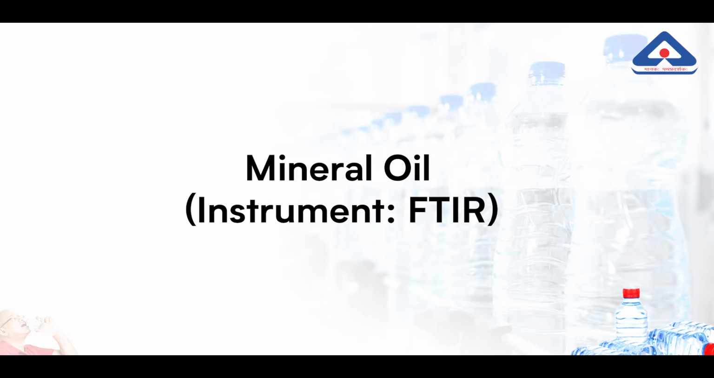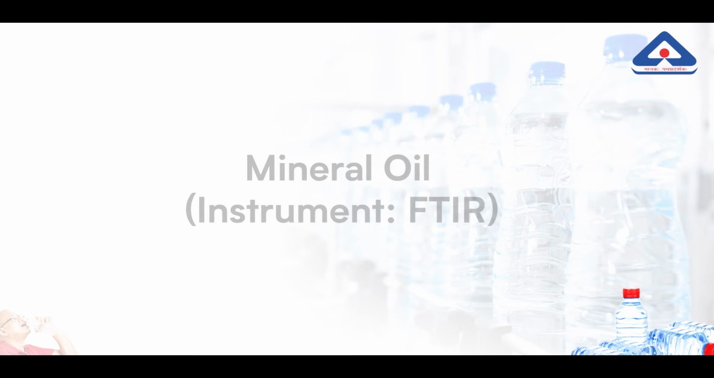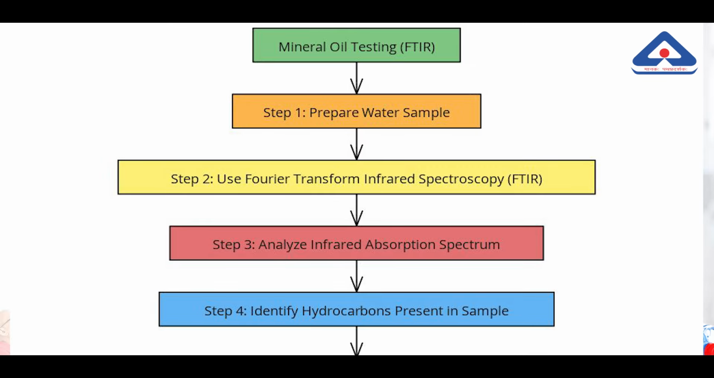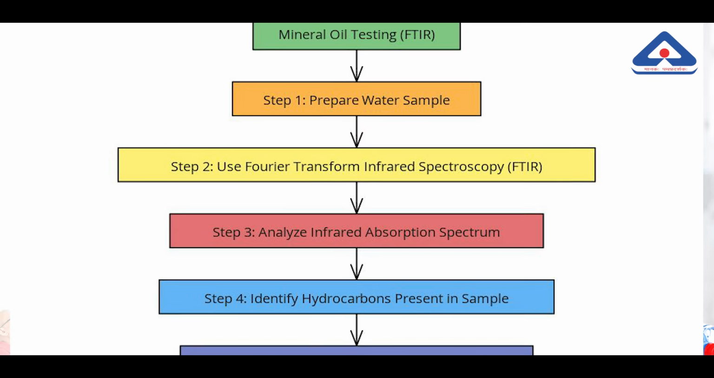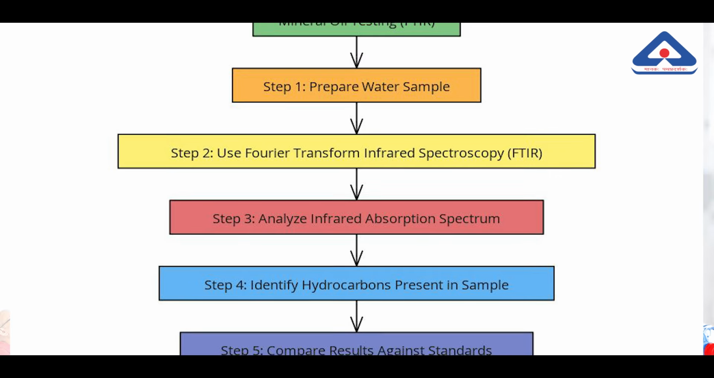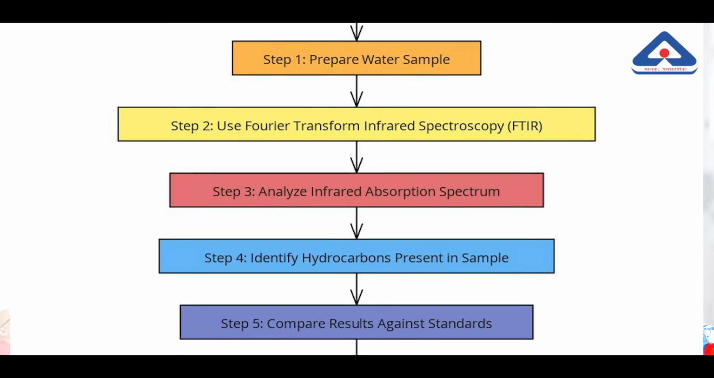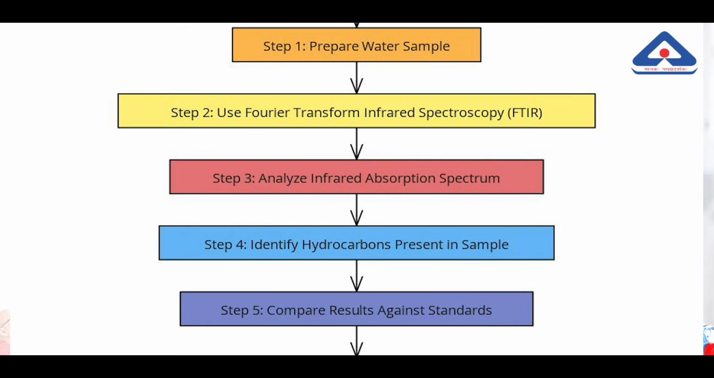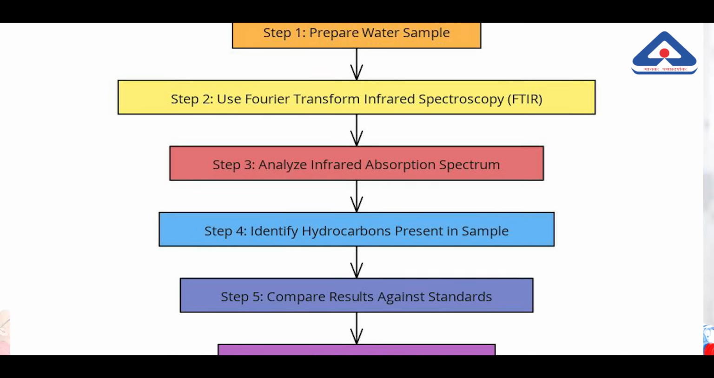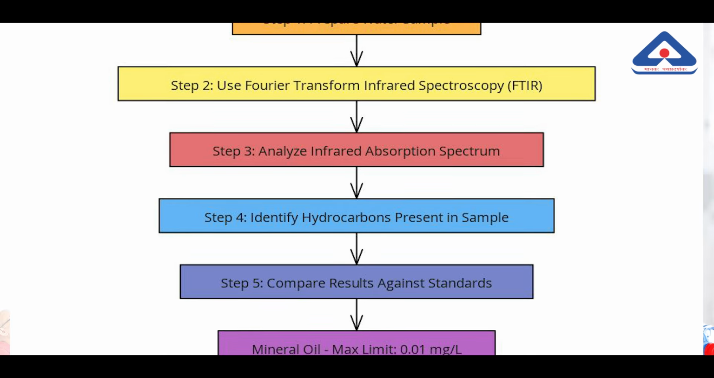Mineral oil testing. Instrument: FTIR. The detection of mineral oil is performed using Fourier transformation infrared spectroscopy, or FTIR. This method involves analyzing the infrared absorption spectrum of the sample to detect hydrocarbons.